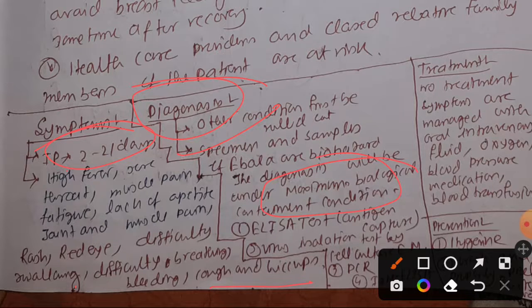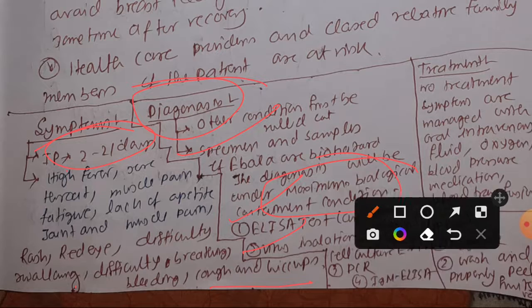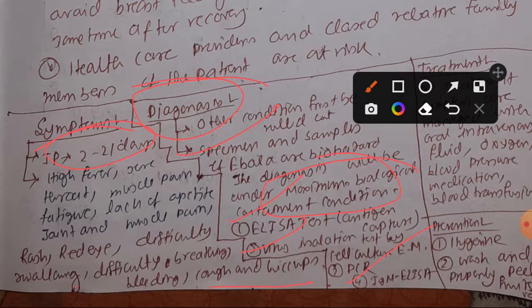under a good biological containment condition. So ELISA test can be done, which will be an antigen capture test. That is our important ELISA test, which is known as competitive ELISA. I have made a video regarding competitive ELISA. If you want to know about competitive ELISA, then you can go to my YouTube channel and find the video regarding this. Along with IgM ELISA.